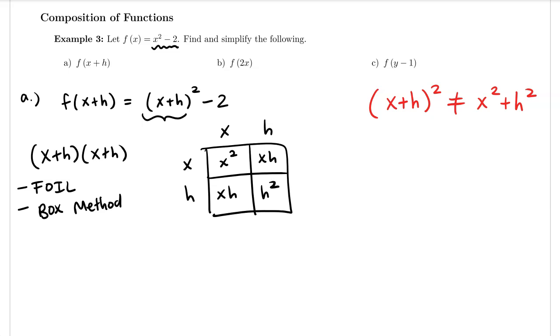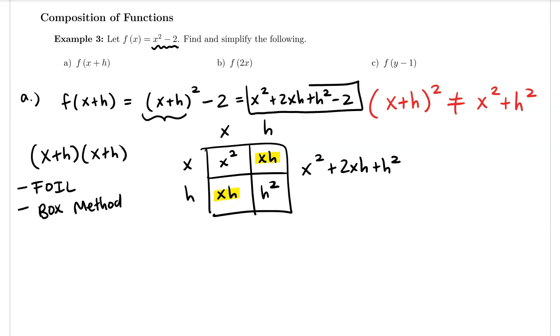Also notice that I have my like terms in my diagonal, so if I combine this, that's going to be x squared plus 2xh plus h squared. So here I have x squared plus 2xh plus h squared minus 2, and there are no like terms that we can combine, so that is our final answer for part A.